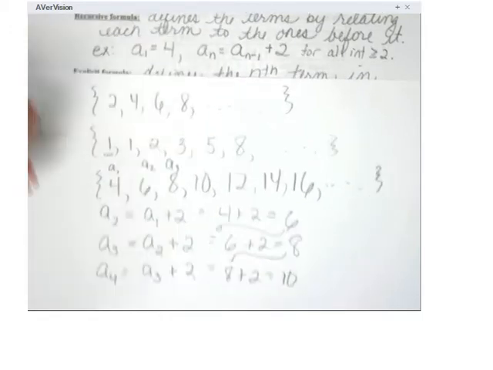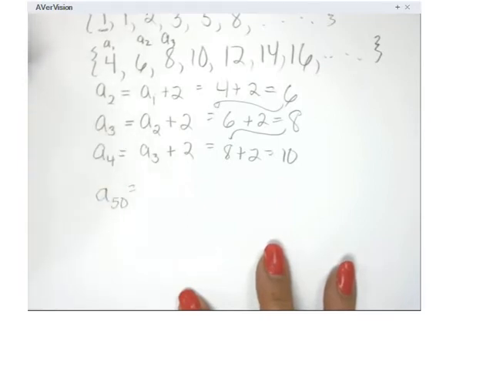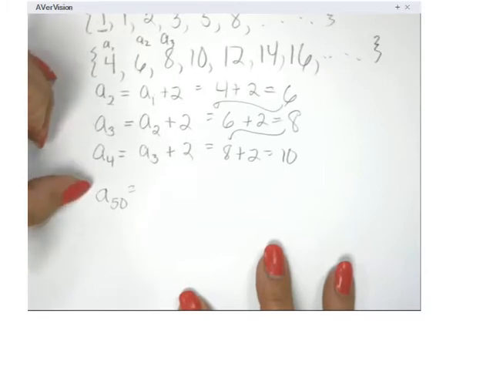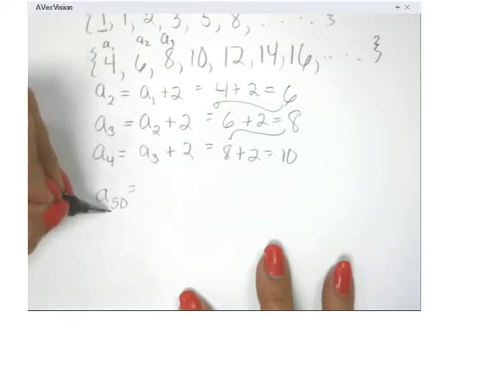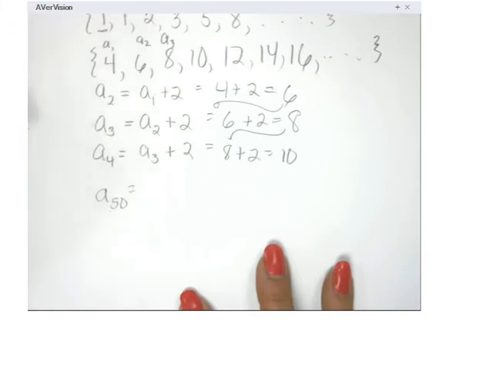Now, what happens if I want to find the a sub 50th term? I'm not particularly fond of this recursive rule if I have to find the 50th term because that means I need to know the term right in front of it in order to find the 50th term. In order to find the 50th term, I have to know the 49th and the 48th and 47th and so on. I'd have to find all the terms of that sequence.